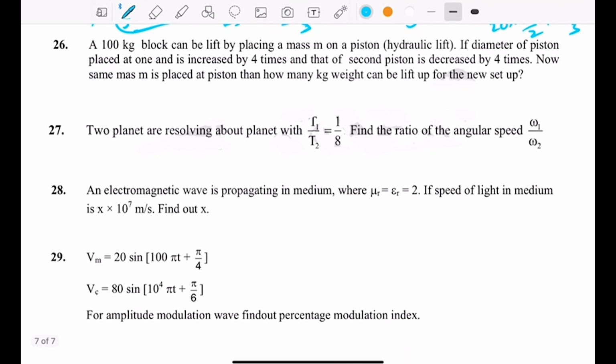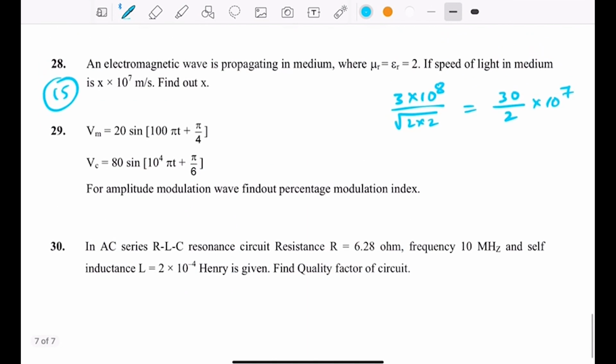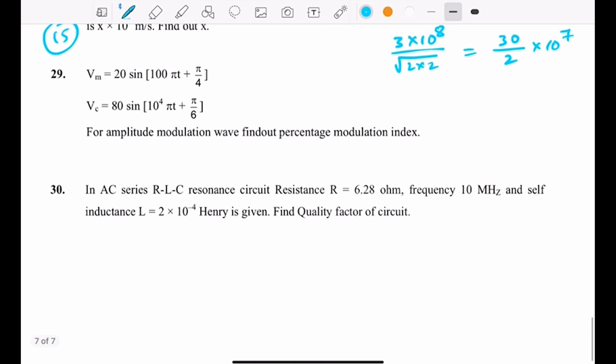Yeah, this one. Speed of electromagnetic wave. This will be 3 into 10 power 8 divided by under root of mu r into epsilon r. So it will be 2 into 2. So it will be 3 into 10 power 7. So 30 divided by 2 into 10 power 7. So this will be easy. Yeah, 15. So this one I'll answer. So 3 questions are done. 2 more questions if I can find them.